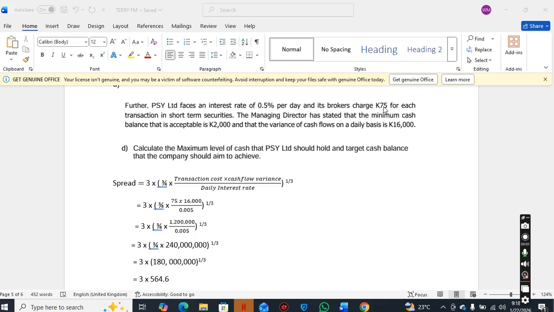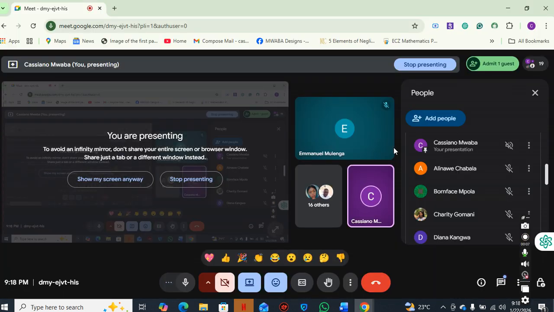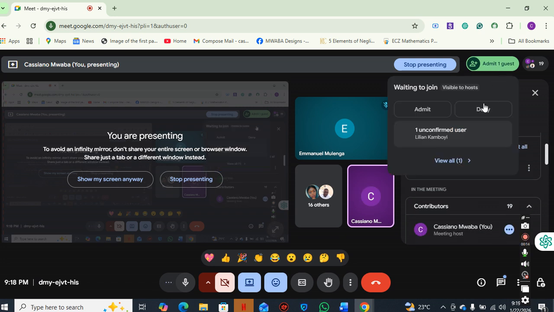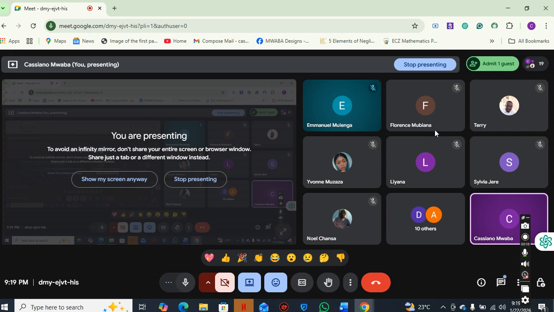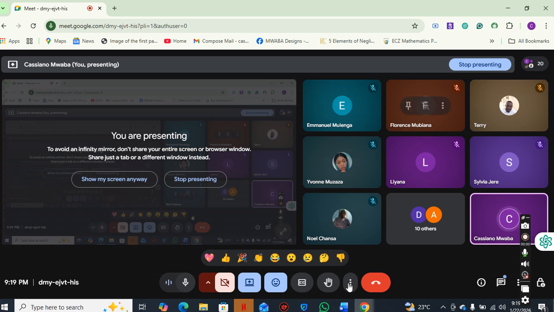Its brokers charge 75 kwacha for each transaction in short-term securities. Short-term securities, one perfect example is treasury bills. If the government wants to raise short-term money, it will sell treasury bills. So you as a company, you can buy those treasury bills because they mature within a year. You buy them, then you'll be paid back your money with some interest.